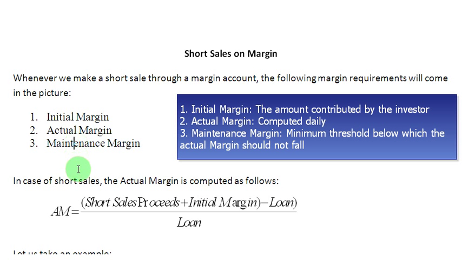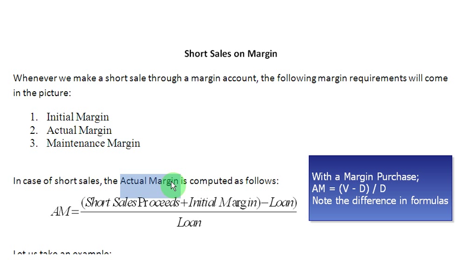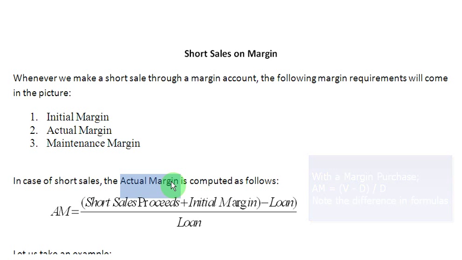My friends, in the case of short sales, the computation of actual margin is different from how we computed it for margin purchases. If you remember, for margin purchases we computed the actual margin by subtracting the debit balance from the value of the securities and then dividing by the debit balance. So our formula there was V minus D over D, where V was the value of the securities and D was the debit balance. In the case of short sales, the actual margin is computed by using this formula.